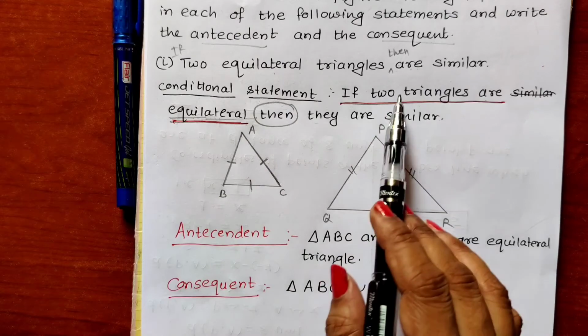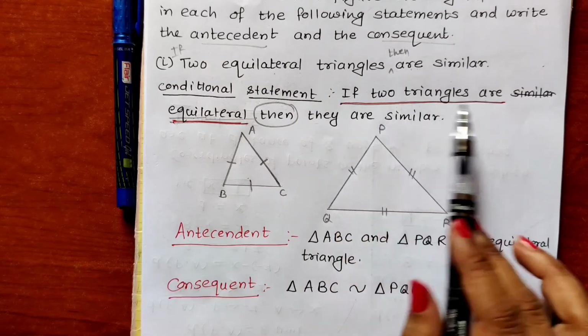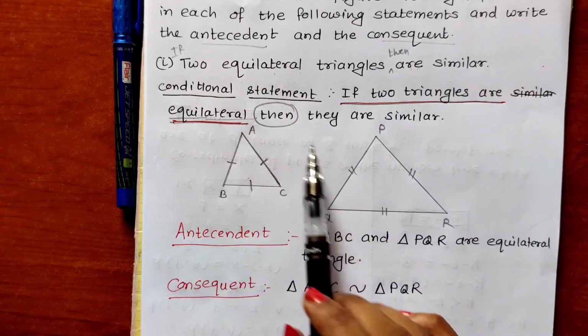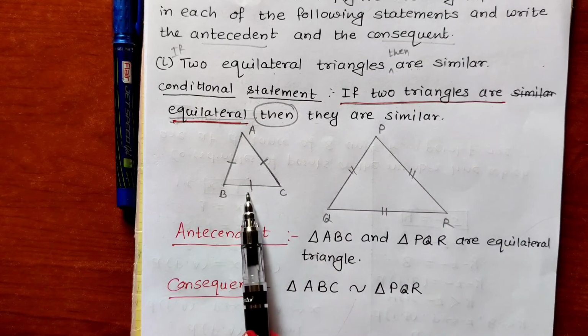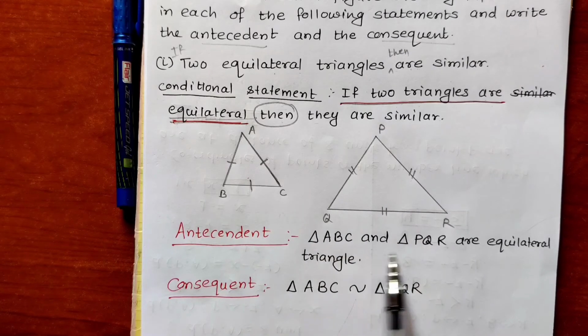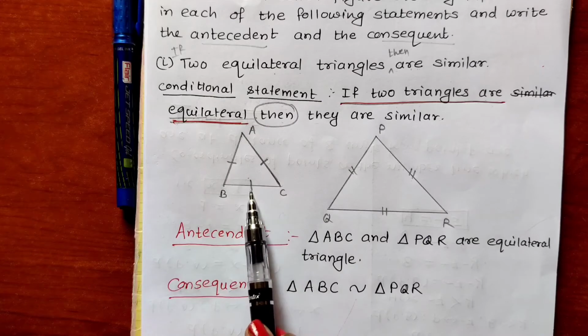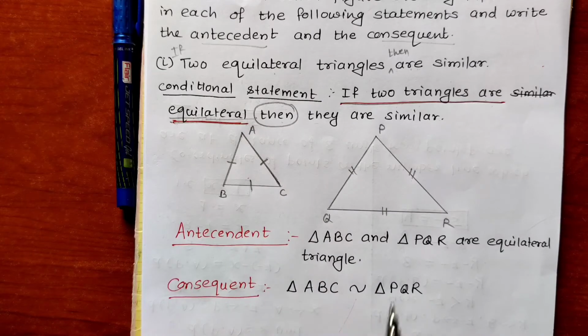Antecedent means the part which is given to us, which is written after if, and consequent means the part which we have to prove, that is written after then. So according to these two diagrams, ABC and PQR are equilateral triangles. This is given to us, and what is to be proved? This ABC and PQR are similar to each other.